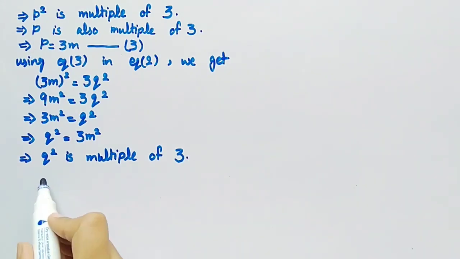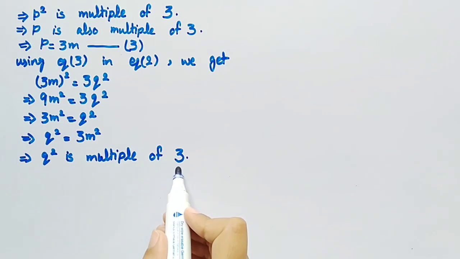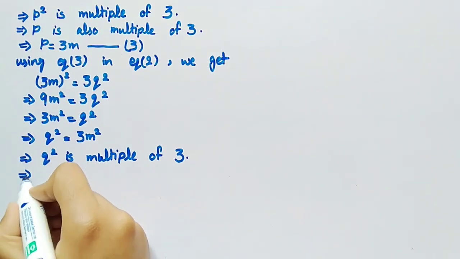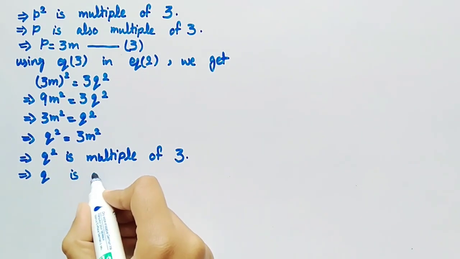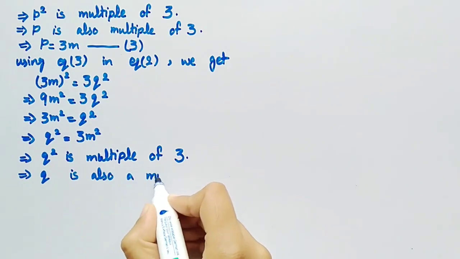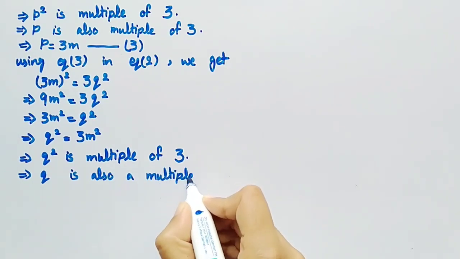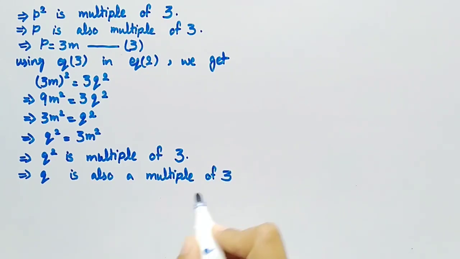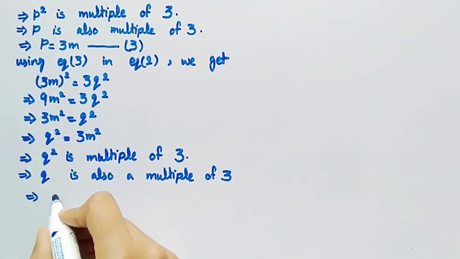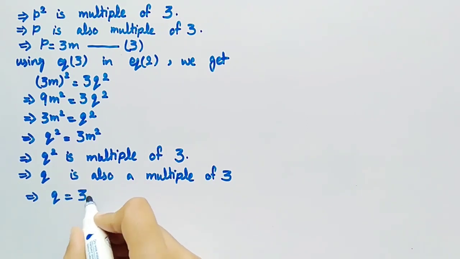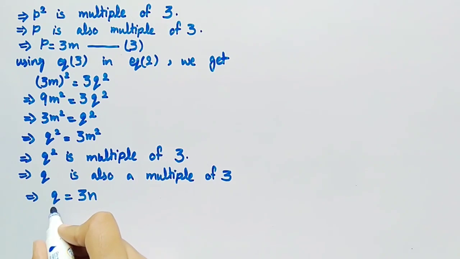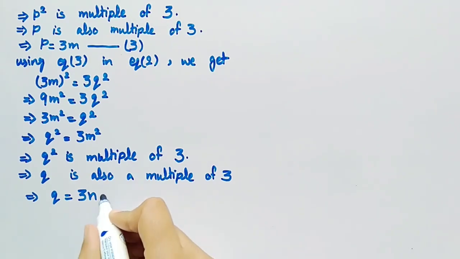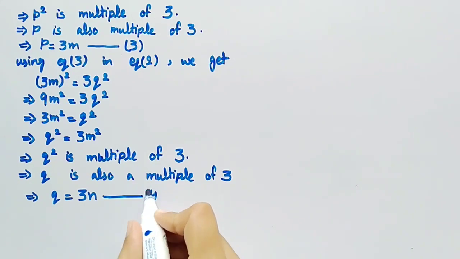If square of a number is a multiple of 3, then the number itself is also a multiple of 3. So from here we can write q is also a multiple of 3. If q is a multiple of 3, then we can write q equal to 3n. Here we have written q as a multiple of 3. Let it be named as equation number 4.